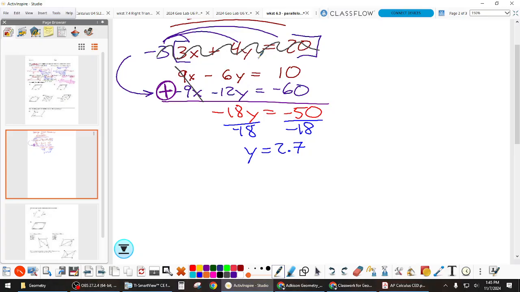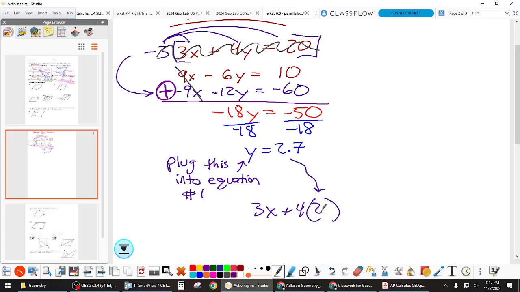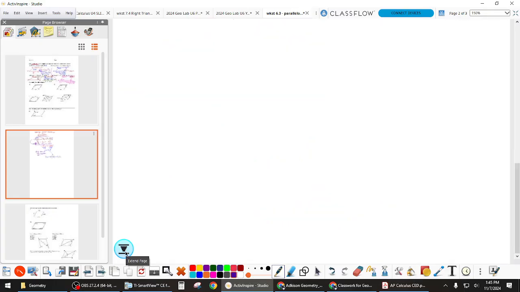Okay, sure. So plug this into equation 1. So we get 3x plus 4 times this guy, 2.7, equals 20. And then we just solve for x from there. So it's kind of double solving, right? I keep doing it, sorry.